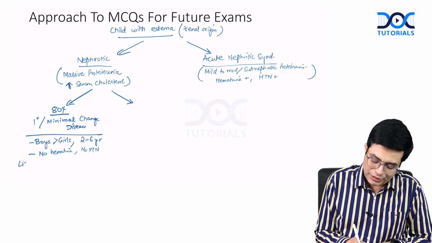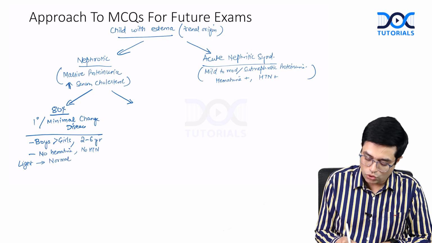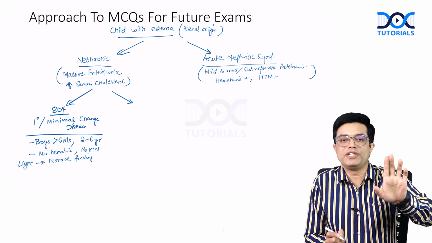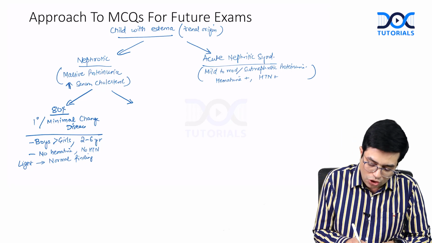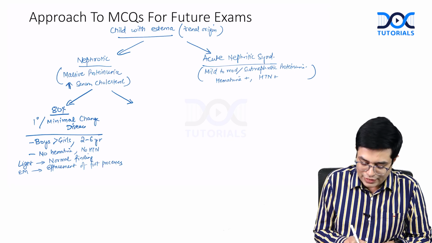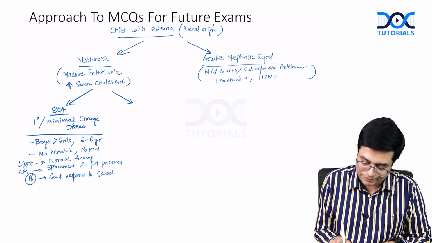On light microscopy, you will find that there will be a normal finding, no abnormality will be found. That is why the name is minimal change disease. Minimal means there is no change. So minimal change disease. On electron microscopy, you will find effacement of foot process of podocytes, right? And what is the treatment in these patients? They show a good response to corticosteroids. So good response to steroids will be seen in these patients.